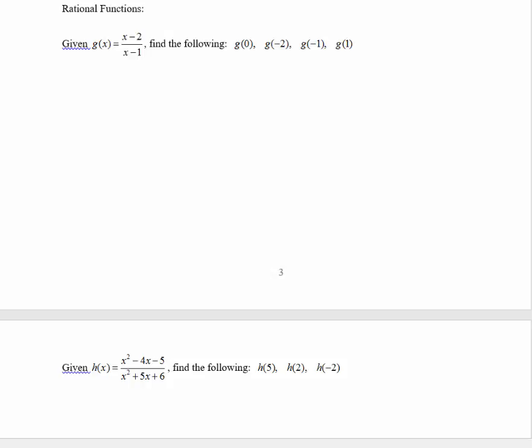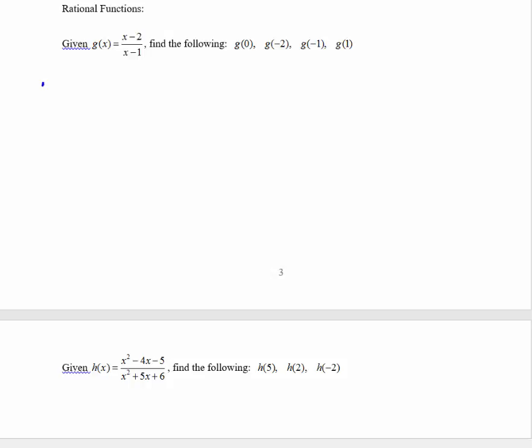So the next part of this section is about rational functions. Again, rational meaning fractions, but we're going to have function notation. So given g of x equaling x minus 2 over x minus 1, I want us to find the following: g of 0, g of negative 2, g of negative 1, and g of 1. So what does that actually mean to do?